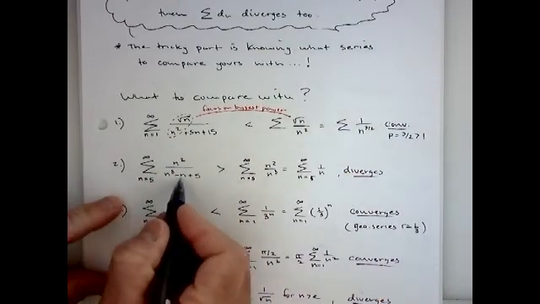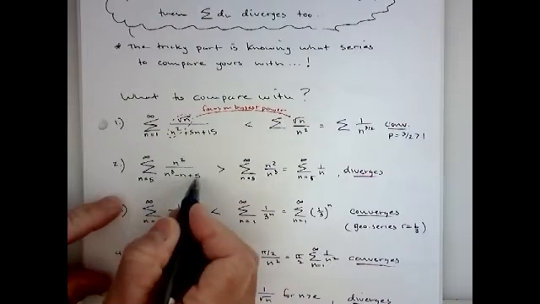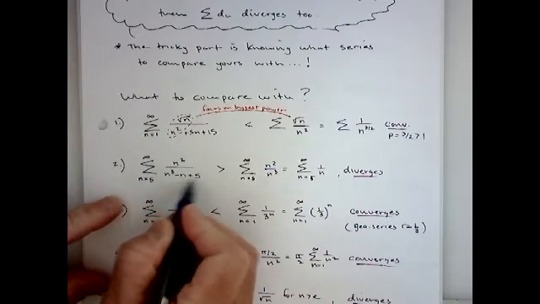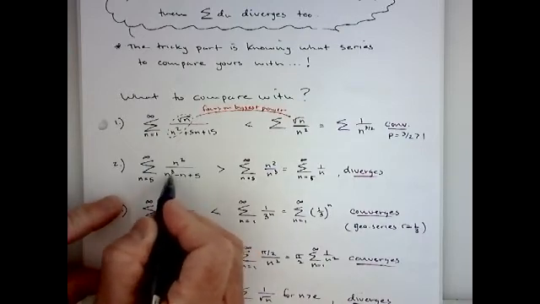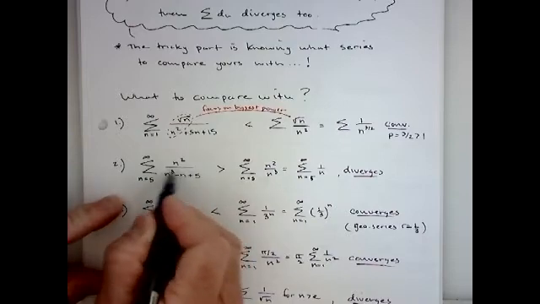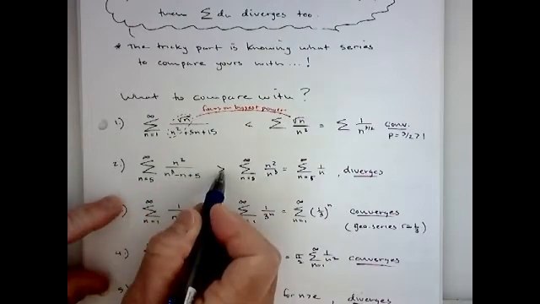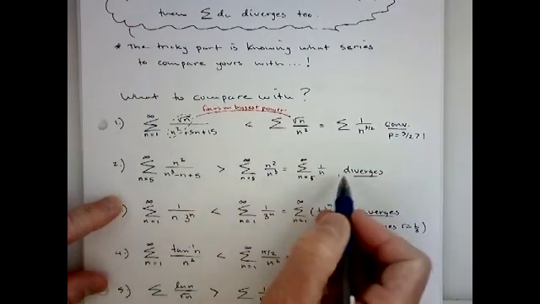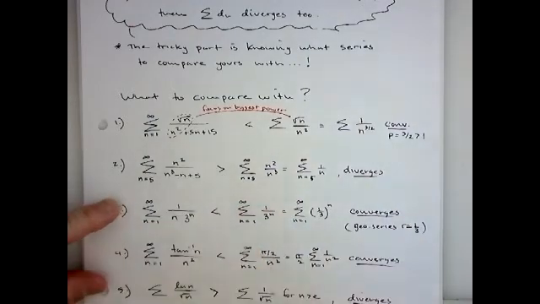But if I use numbers bigger than 5, you can tell minus 6 plus 5 is a negative, minus 7 plus 5 is a negative, minus 8 plus 5. So I'm always going to be doing a negative number after the n cubed, which is going to make the denominator smaller, which makes the whole fraction bigger. And since that's a divergent series, ours would diverge too.